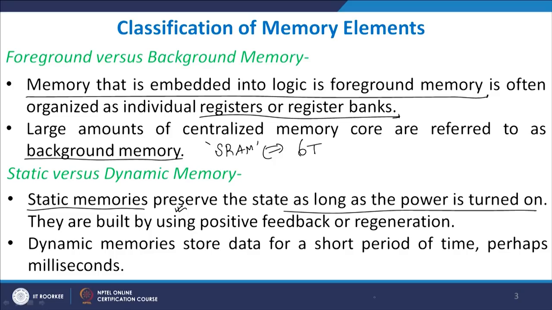So we have therefore understood two important points. One is the foreground and background memory. Foreground memory is basically embedded in the logic, for example a shift register, and background memory is primarily a 6T SRAM cell, which is in the background of the system and can store large bits of data. We have also understood static memory and dynamic memory, right? And these two are different types of memory which are available to us for our practical use.